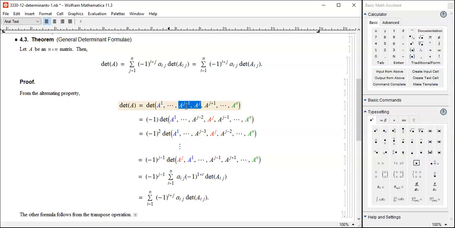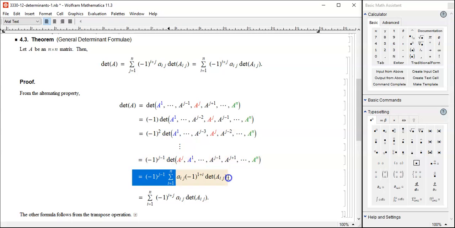Let's see how it goes. Switch these two, j minus 1 and j, and switching gives me a negative. And then switch again, j minus 1 and j minus 2, and this switching gives me another negative. Switch again and again and again all the way until the last one, Aj comes up front. So we get the difference, j minus 1 steps.